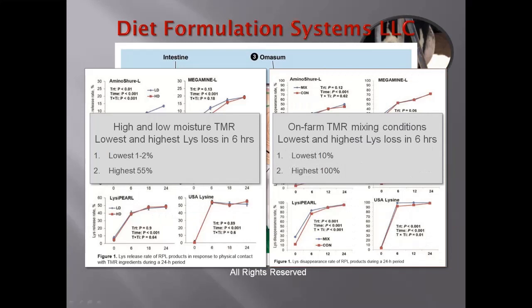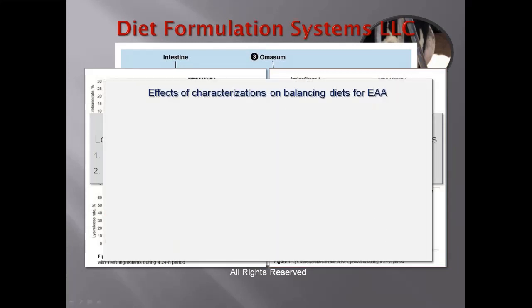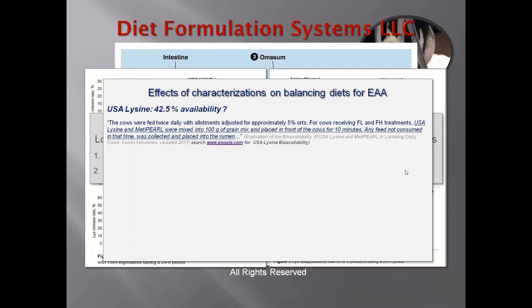So let's look at what we're being told here. USA lysine, according to a study updated in 2017 from Chemin, gives USA lysine 42.5% bioavailability. We're going to look at a segment of how that study was conducted. What I want you to look at and focus on is right here. This is a description of how the protected amino acids. In this study, they did lysine and methionine, USA lysine and metapearl at the same time. But what I want you to see is how this was actually administered to the cows.